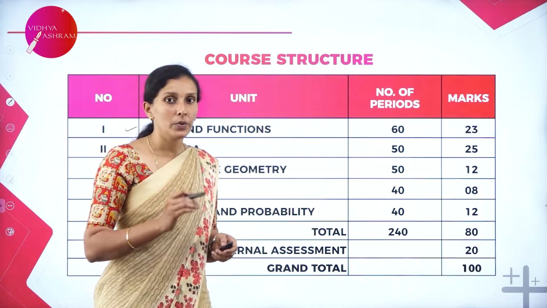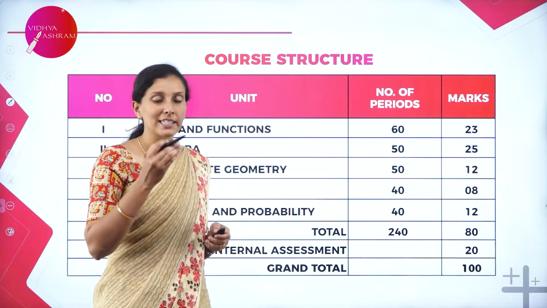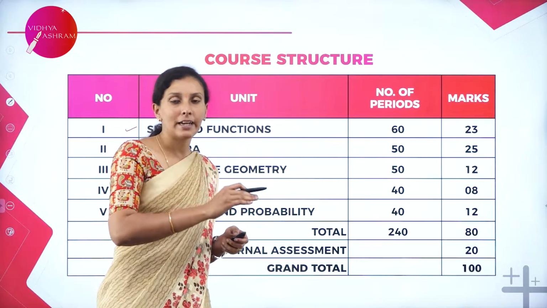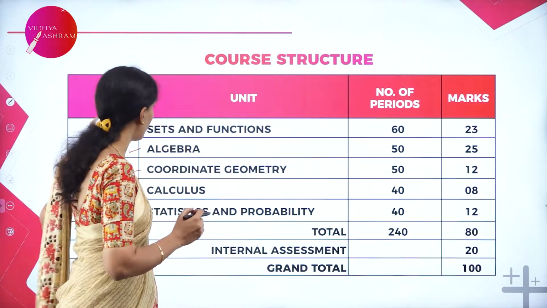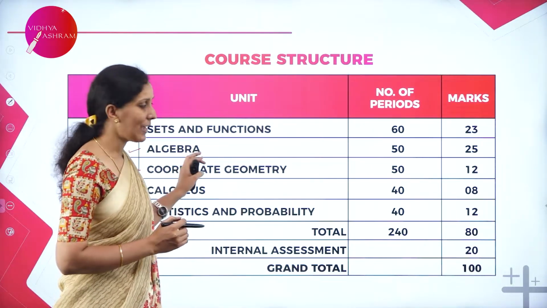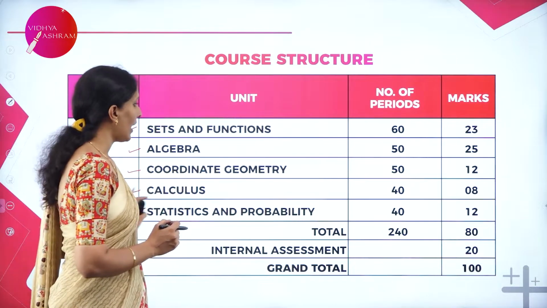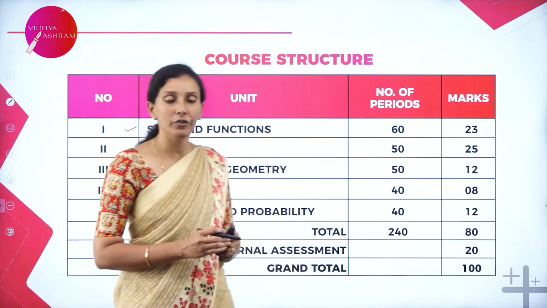So that means you need to cover all the topics or all the chapters inside the particular unit, so that overall you will get 23 marks from the first unit, 25 from the second, 12 from the third, 8 from the fourth and 12 from the fifth unit.